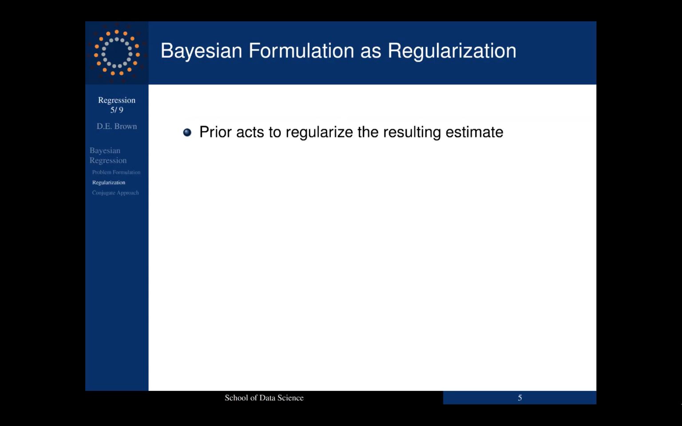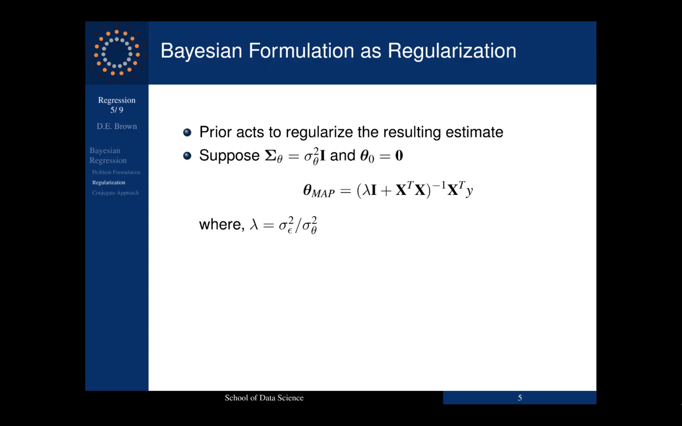It's important to note that this Bayesian solution actually acts to regularize the resulting estimate. And to see that, we can look at it directly. If we suppose that our prior distribution for theta has a variance-covariance matrix that in fact is also diagonal, given by little sigma squared times I, and that we have a mean of 0 for the prior, which means that we've normalized it. We've scale normalized it, so we've put it right around 0. We've subtracted off the mean.